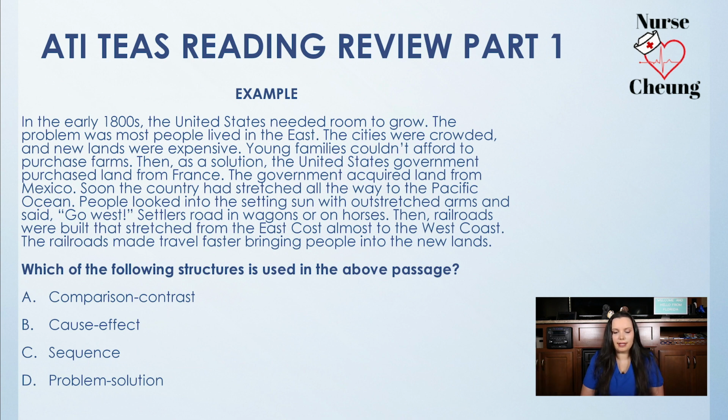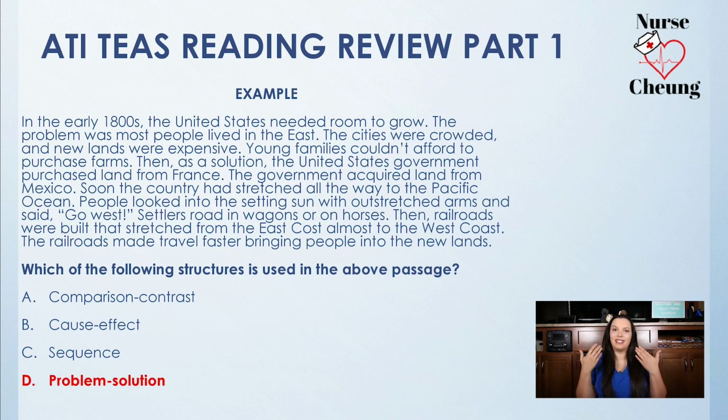People looked into the setting sun and outstretched arms and said, you know what? Go west. Settlers rode in wagons or on horses. Then railroads were built that stretched from the East Coast almost to the West Coast. The railroads made travel faster, bringing people into the new lands. So which of the following structures are used in the above passage? Your comparison, your contrast, your cause and effect, your sequence, or your problem and solution?